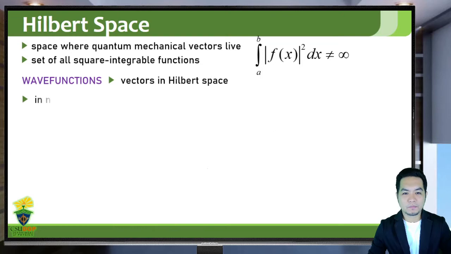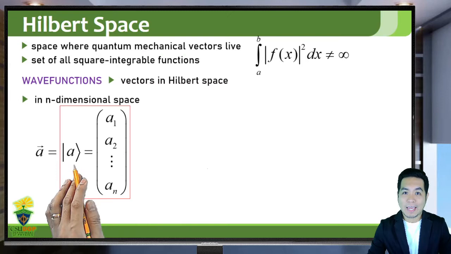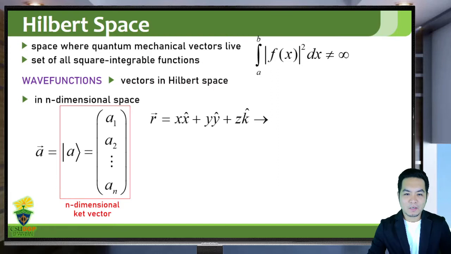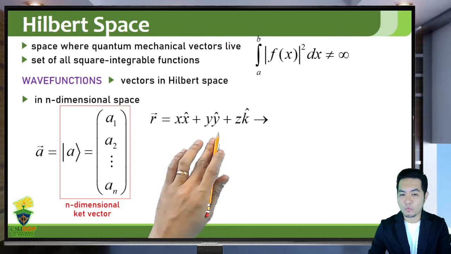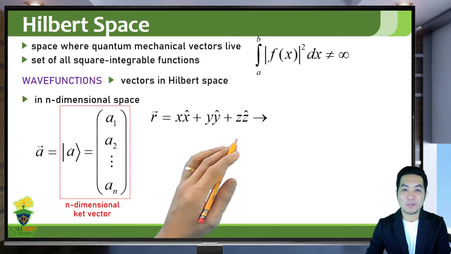In an n-dimensional space, a vector can be represented as a one-column matrix. And this notation is usually what we call a ket notation or a ket vector. So there's the ket. The partner of the ket is the bra. And you have the bracket notation. For instance, the position vector x x-hat plus y y-hat plus z z-hat. So we're not using i, j, k here, but x-hat, y-hat, and z-hat unit vectors.